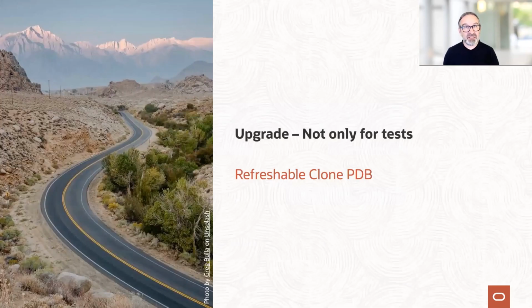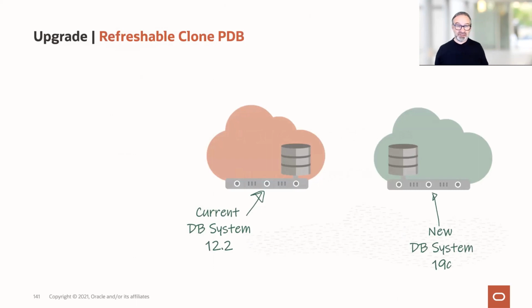And another technique we are using quite often is refreshable clone PDBs. You can use it for upgrade testing, but actually you can use it also when you do your live upgrades. So the idea here is, I have my current system. In my example here in the middle of the slide, it's a 12.2, and my new DB system is a 19c. I would like to create now a refreshable PDB clone in my 19c environment.